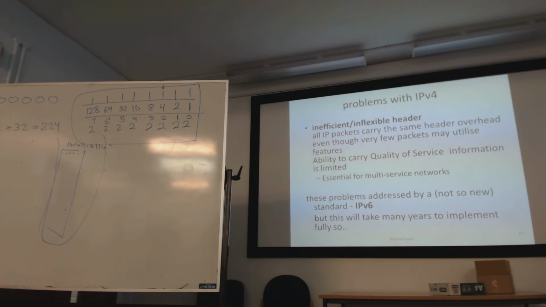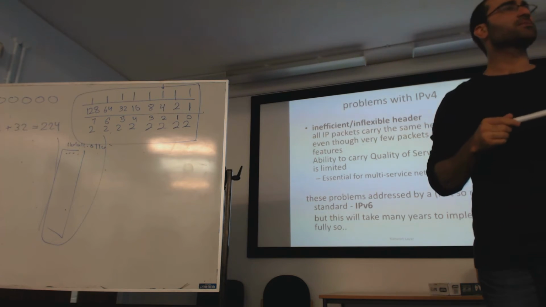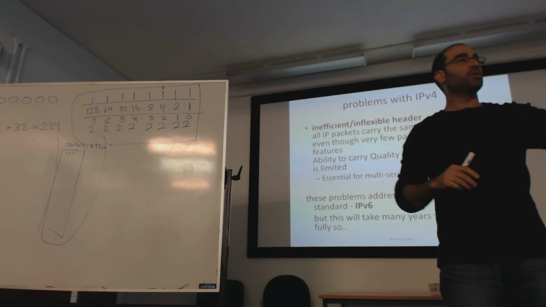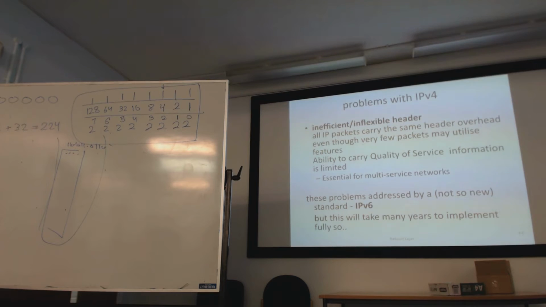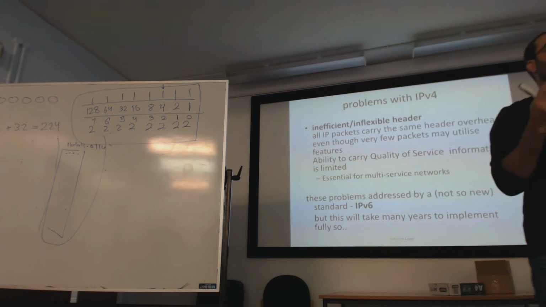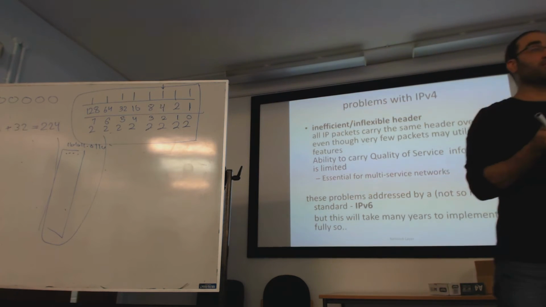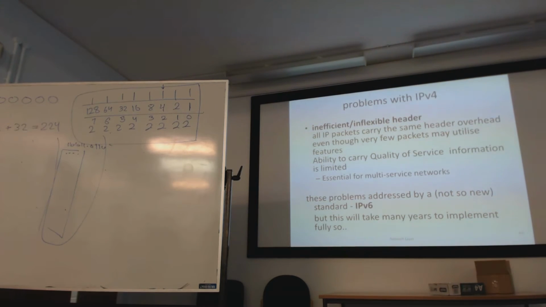Okay, let's look at the other issues. Inflexible header. All IP packets carry the same header overhead, even though very few packets may utilize the features. What's that? What do you think that is? Each IP packet has a set of features. So if you're trying to retrieve a YouTube video, what are you looking for? Mainly, do you want it to be slow but with high quality, or do you want to see the movie in the fewest seconds? Speed or quality at the moment? If you want to sacrifice something eventually, what do you take?